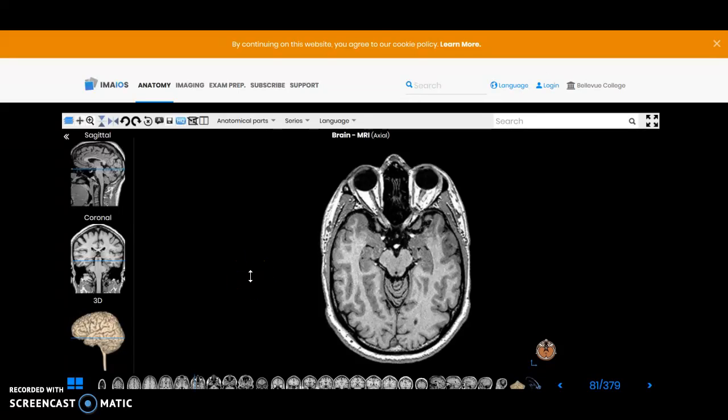I want to take a look at a few images on e-anatomy, and this is a 3D T1 weighted brain. We're looking at an axial image. This is the anterior side of the patient, posterior, left and right. And we are looking at a T1 weighted image. We know that because the fluid in the globe of the eye is dark and the fluid in the aqueduct of Sylvius is dark. So fluid is dark on a T1 weighted image.